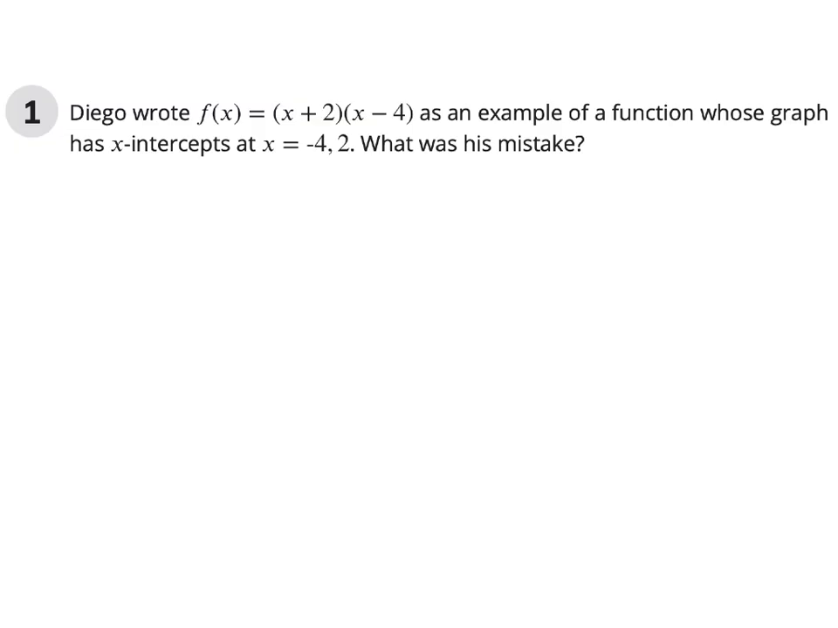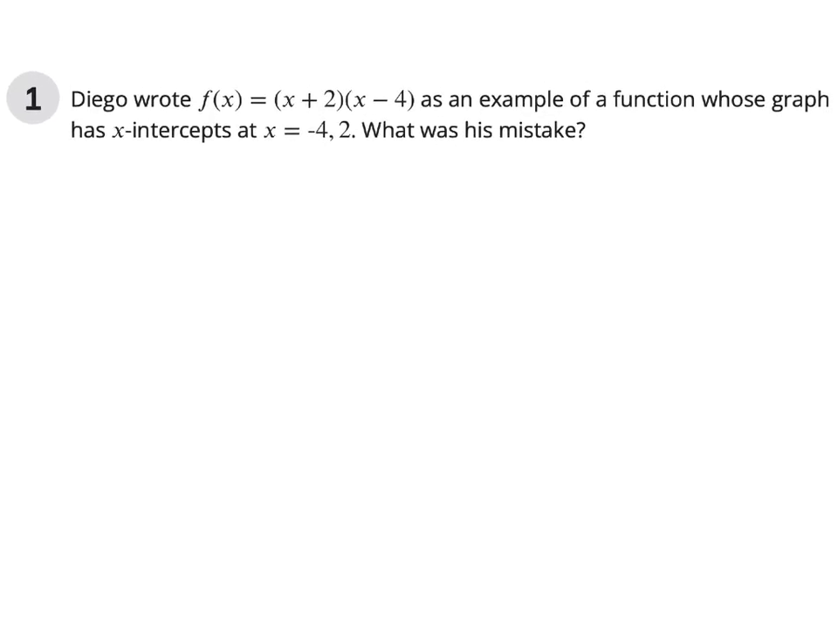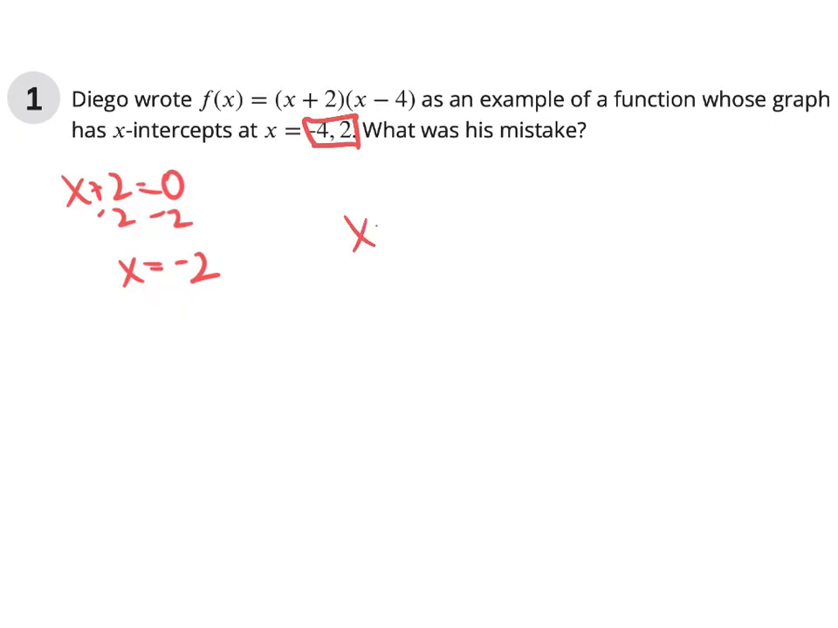All right, Diego wrote f of x equals (x plus 2)(x minus 4) as an example of a function whose graph has x-intercepts at negative 4. What was his mistake? When you set x plus 2 equal to 0, the sign should have changed. So Diego's signs are backwards. Our roots should be at x equals 4 and x equals negative 2.